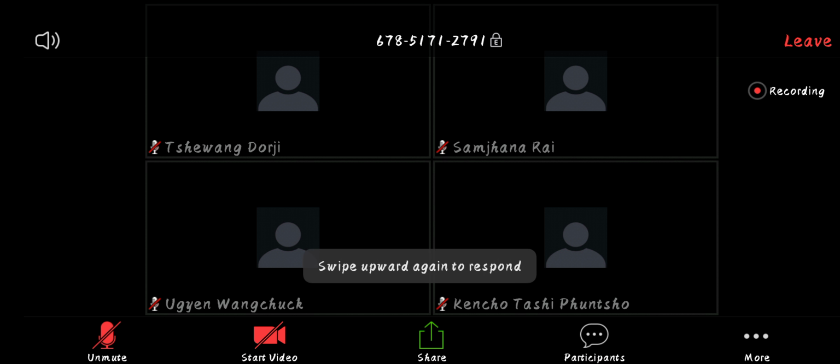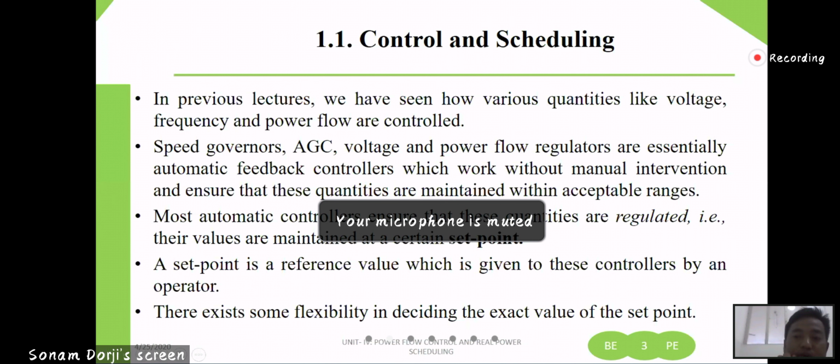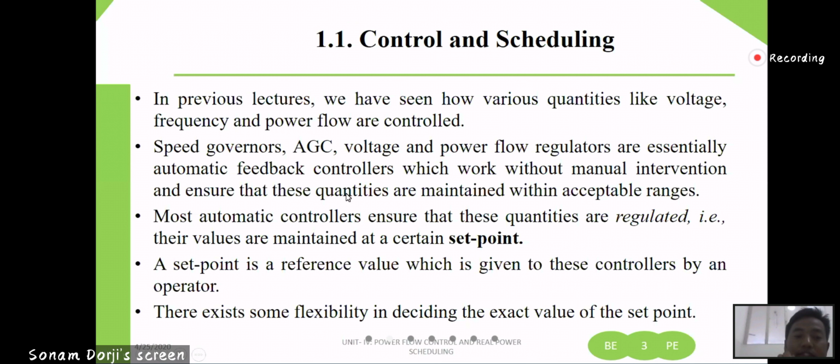If there is some error, then based on this it will adjust and control our power flow, frequency or voltage. It will ensure that all these quantities, voltage, power and frequency, are maintained within the acceptable range. This is what the speed control and AGC perform: automatic feedback control without manual intervention, trying to maintain voltage, frequency and power flow within the acceptable range.